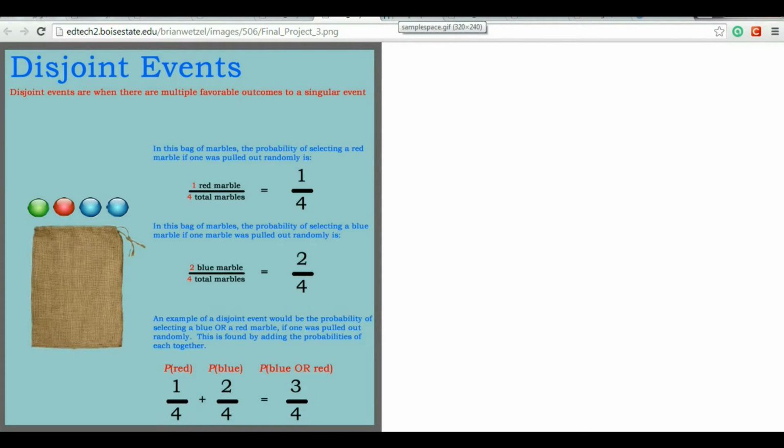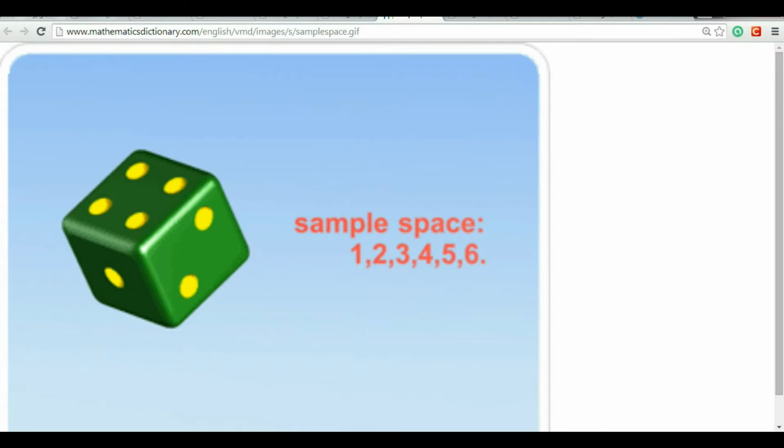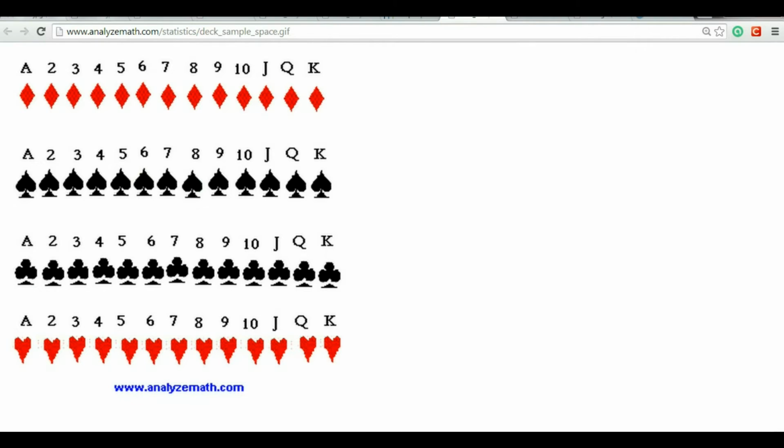Okay. Next thing I want to talk about is sample space. So sample space is just the outcomes that can happen from an event. So here's the sample space for a dice. We could get a 1 through 6. Here's the sample space for a deck of cards. Okay, so there's 4 suits. We got diamonds, clubs, spades, and hearts. I think I reversed clubs and spades, so that's okay. And each suit has an ace through a king. So there's 13 cards in each suit. There are 26 red cards, 26 black cards, and there are 52 different outcomes if you were to choose a card from a deck of cards.